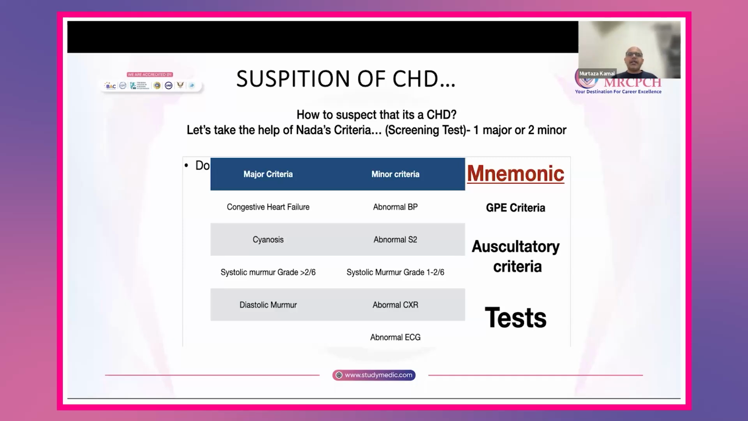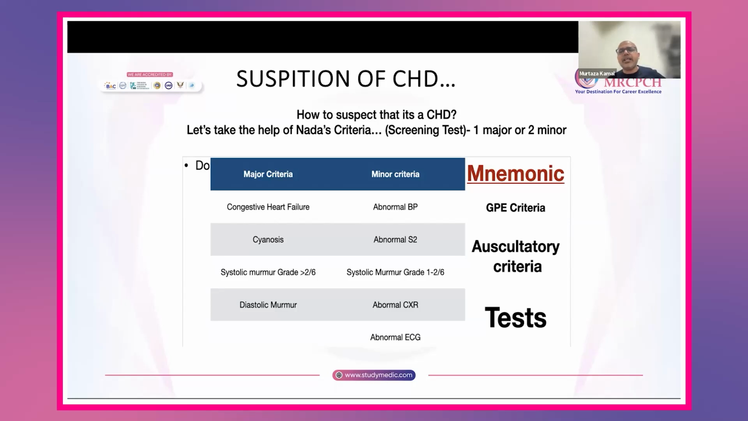For the major criteria, we have four things, and for the minor criteria, we have five things. The major criteria are major things: it can have congestive heart failure, it can be cyanotic, a loud systolic murmur of grade 3, 4, 5 or 6, or any diastolic murmur. So this comes under the major criteria.